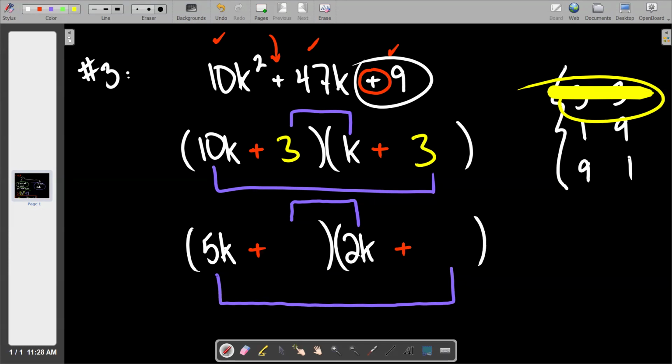Can we do 1 and 9? We can do 1 and 9 on the bottom. Absolutely. I believe that you're right, but let's make sure. Let's just go through the motions. Let's try 1 and 9.